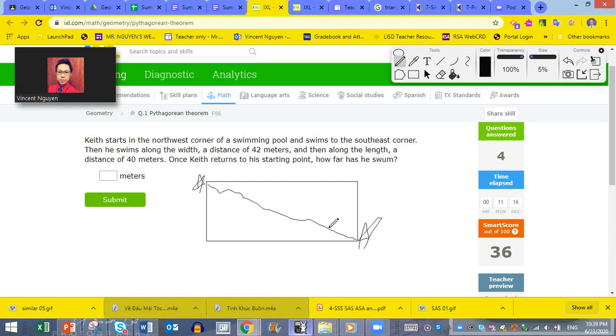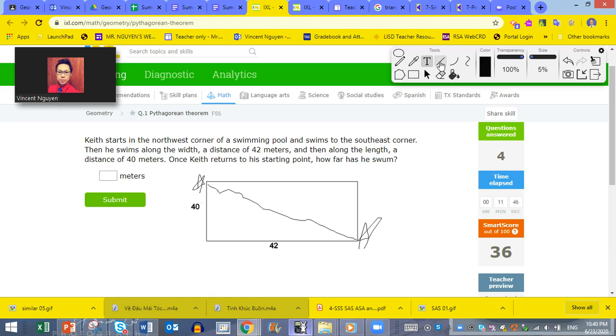So then he swims along the width, which is 42 meters. Wow, that's a big pool. So 42 meters right here, 42. And then along the length, which is 40. So he's swimming back to where he began. So this one is 40. My rectangle doesn't represent this shape truly, because it should be almost a square. But anyway, 40, 42. So don't judge my picture. It's not drawn to scale.